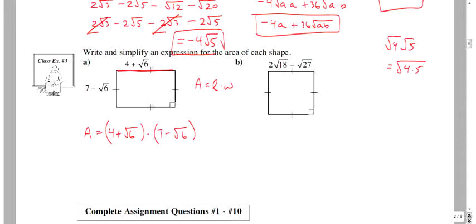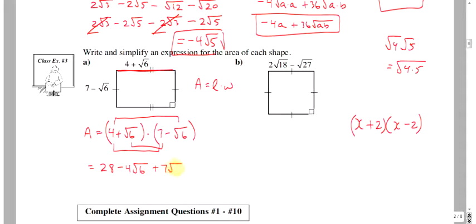Let me ask you what this is called from grade 10. Is that like multiplying a couple of binomials? You remember this? FOIL, you bet. First, outside, inside, last, okay? What's first? 4 times 7, 28. Outside, 4 times minus root 6 is negative 4 root 6. Inside, root 6 times 7 is 7.